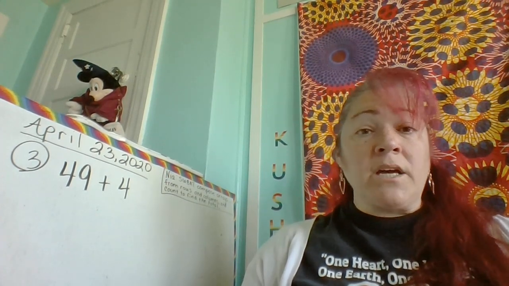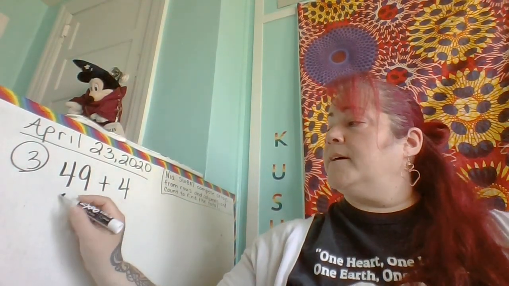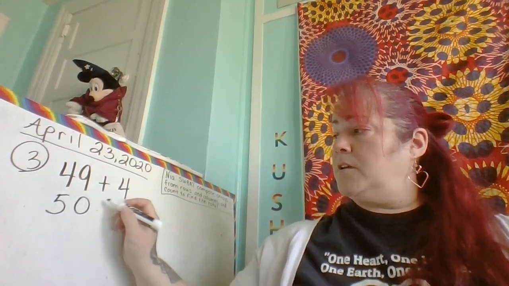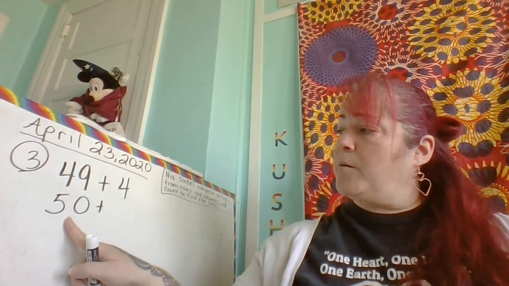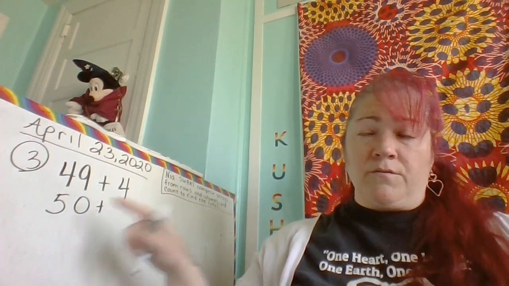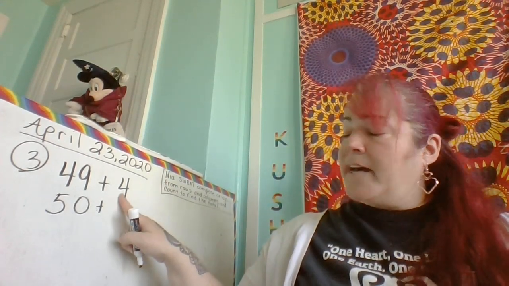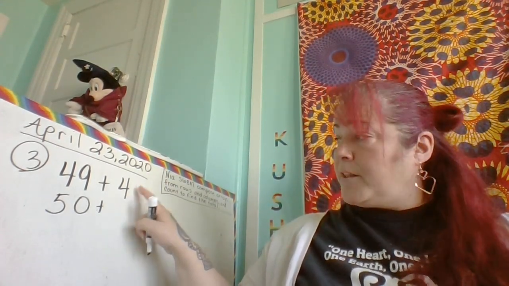Ariana, what you got for me? Right, it would be 50. So I'm going to make this 50. So 49 to get to 50, how much was that? 49, 50. It was 1. So that means I had to borrow from my ones column.